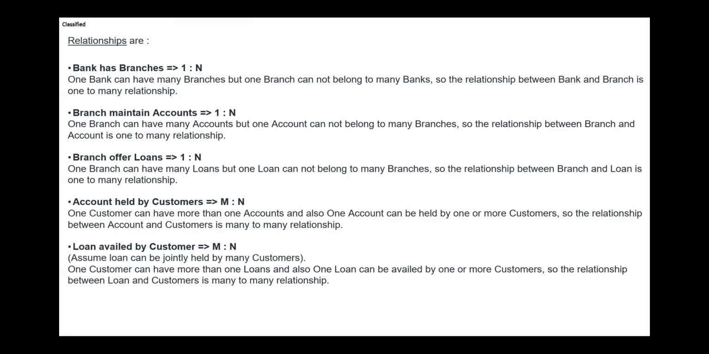So the bank has branches. One bank has many branches. Branch maintains accounts, so one branch has many accounts. Branch offers loans. One branch can offer many loans. Account is held by a customer. Many accounts can be held by many customers, right?